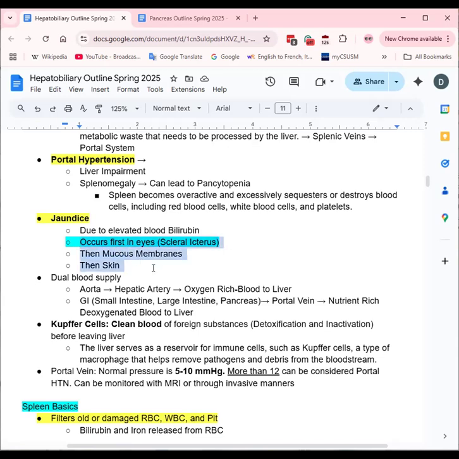So this is typically the order it occurs. So in the eyes, then mucous membranes, and then the skin. That's typically the progression that you see with somebody having liver impairment and jaundice. Eyes, mucous membrane, skin.